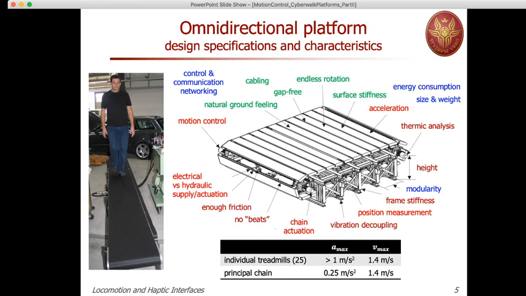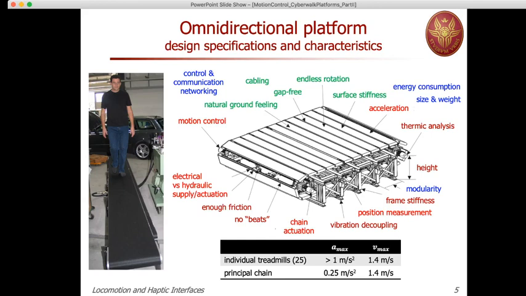So eventually, the limitations that we had, or that were found to be satisfactory, were that each of the 25 individual treadmills had a maximum velocity of 1.4 meters per second. In fact, they could also reach 2 meters per second, but this was a conservative figure, enough for our purpose. And an acceleration of larger than 1 meter per second squared.